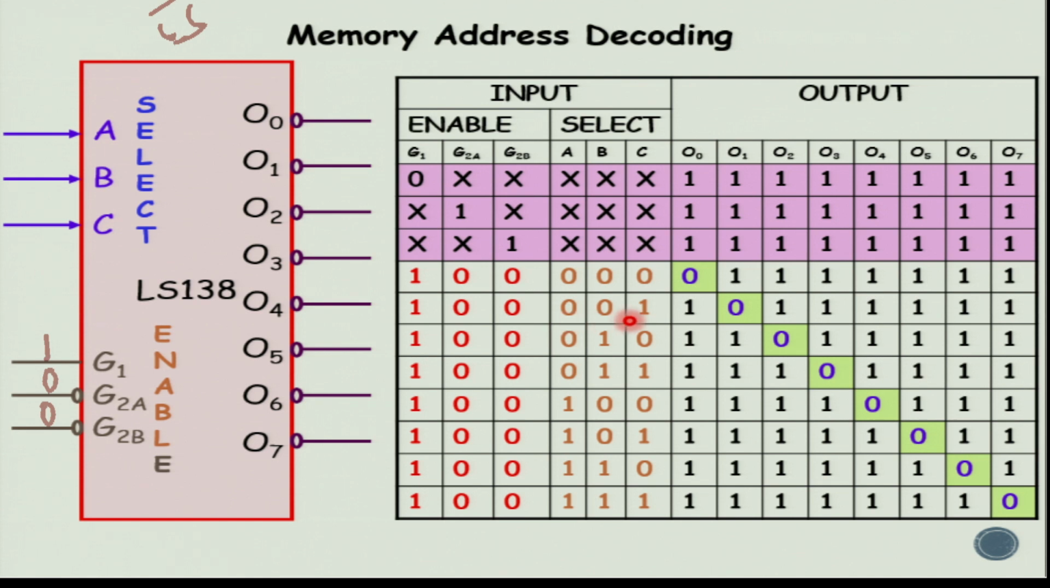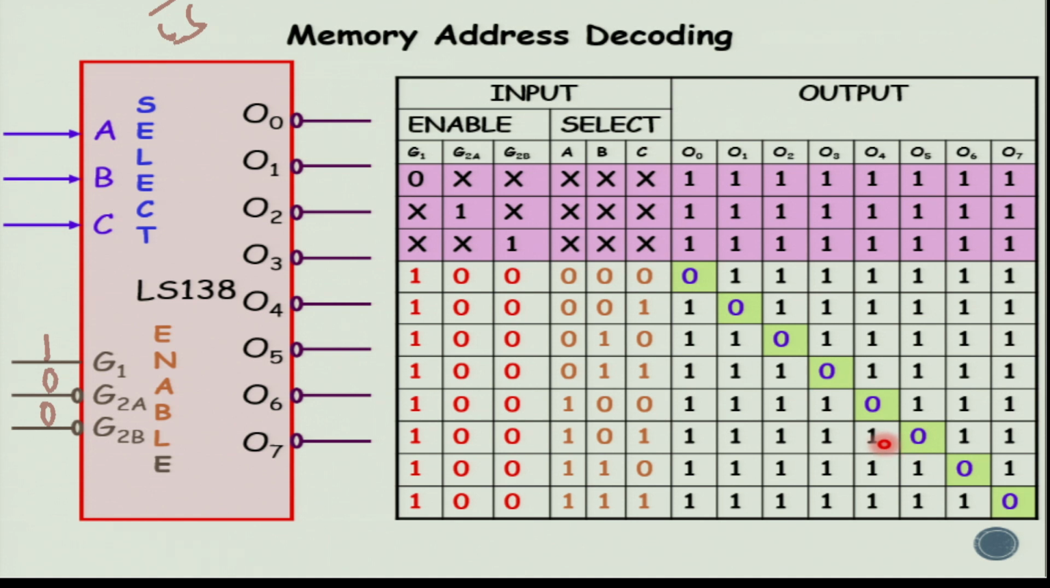If it's 001, output 1 is going to be made low. If it is 010, output 2 is going to be made low, and so on. So one of the outputs would be active based upon the combination of A, B and C. So if A, B and C happen to be 101, output 5 is going to be active. So that's how the decoder is going to function.